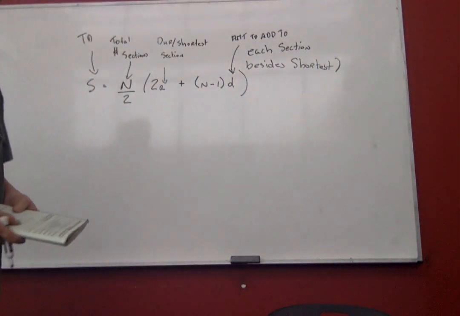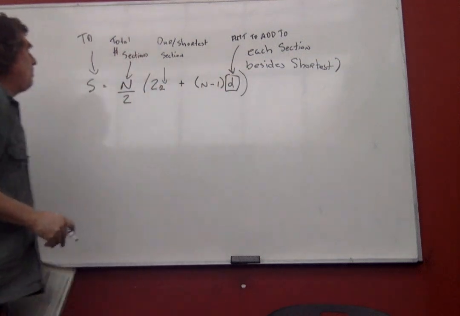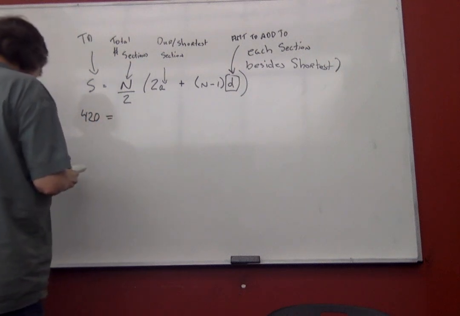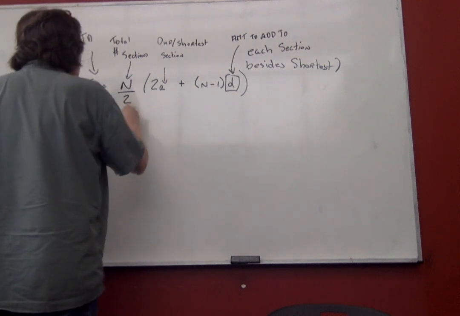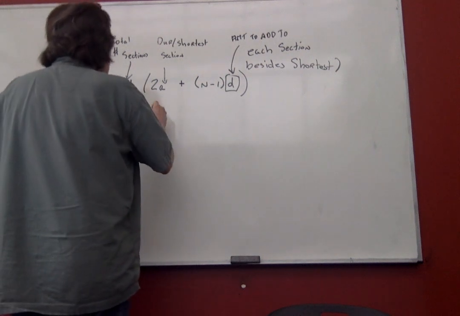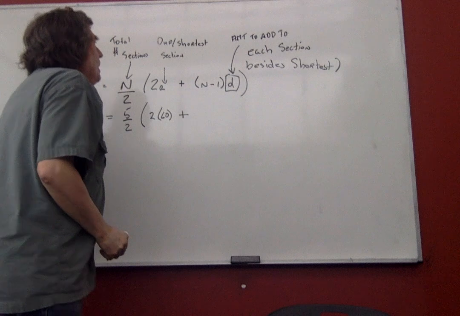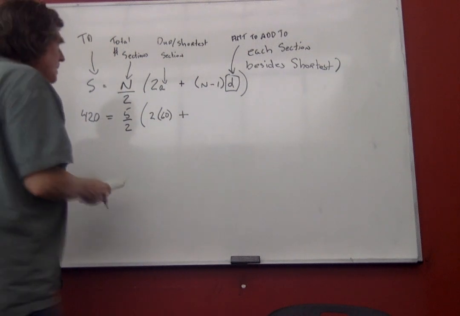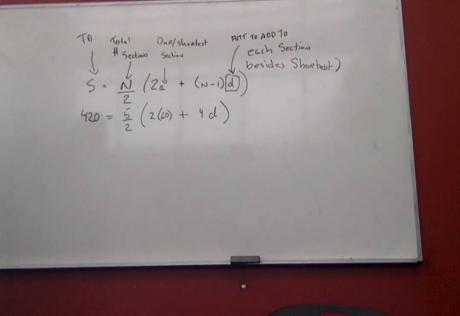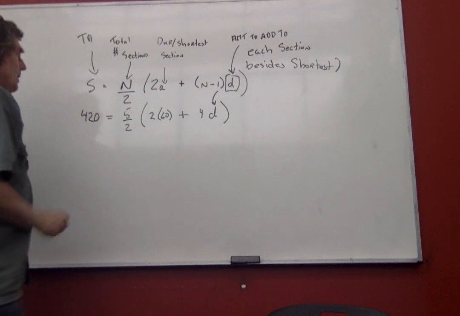Okay, so you get that. All right, so we want to solve for d. So let's plug in our numbers. 420, total duration in seconds, equals number of sections over 2, 5 over 2, times the quantity of twice the minimum duration, so 2 times 60 seconds, plus n minus 1, and our n is 5, so 5 minus 1 is 4, d. Okay, that's what we're solving for. We're looking for d.